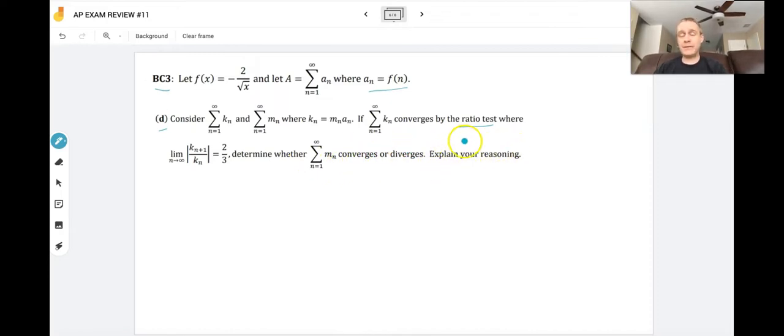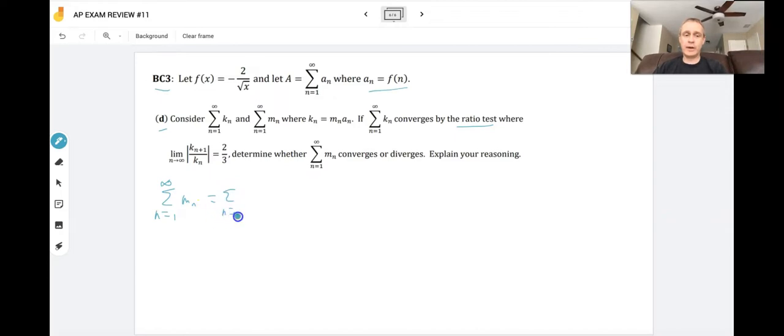Well, by the fact that they told us that this one series that we're dealing with converges by the ratio test, we're going to want to most likely apply that ratio test in this problem. But as I did in the other questions, I'm first going to figure out exactly what our series is that we have here, and then from there set up our ratio test.